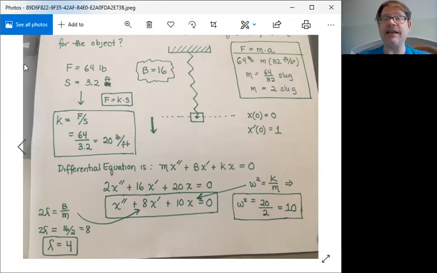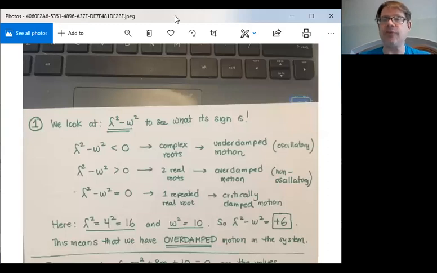So now let's take a look at what that means for our type of motion. Now that we've established that omega squared is 10 and that lambda squared is 16, we can answer our first question with that.